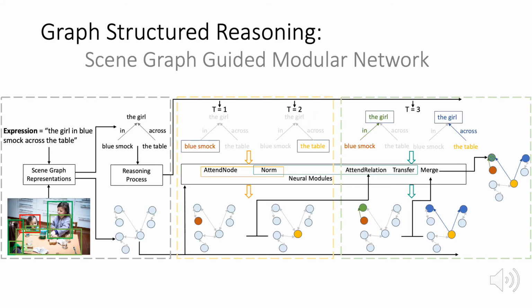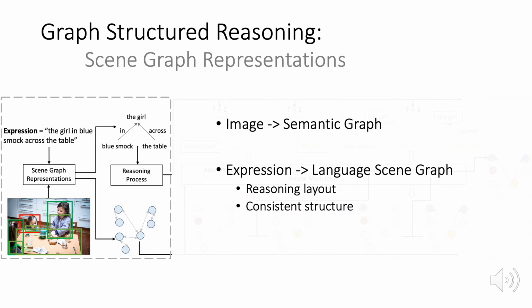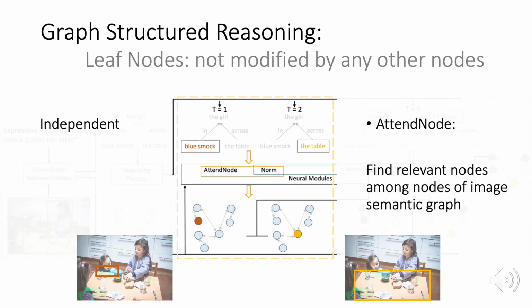For the method, we propose a scene graph guided modular network which performs graph-structured reasoning over scene graphs with neural modules. In particular, we model the image as a structured semantic graph and parse expressions into a language scene graph. It provides a reasoning layout to identify the referent. Next, we perform structured reasoning using neural modules from bottom to up over the language scene graph.